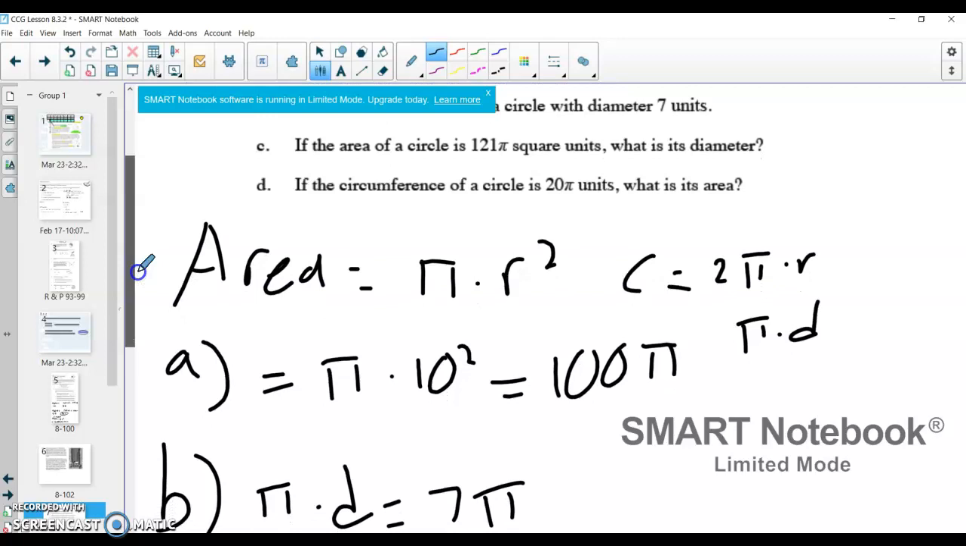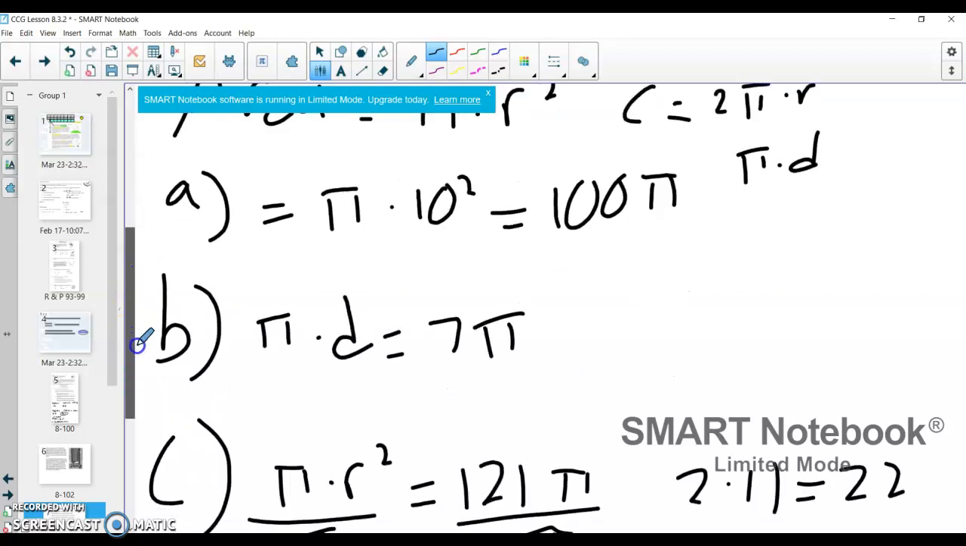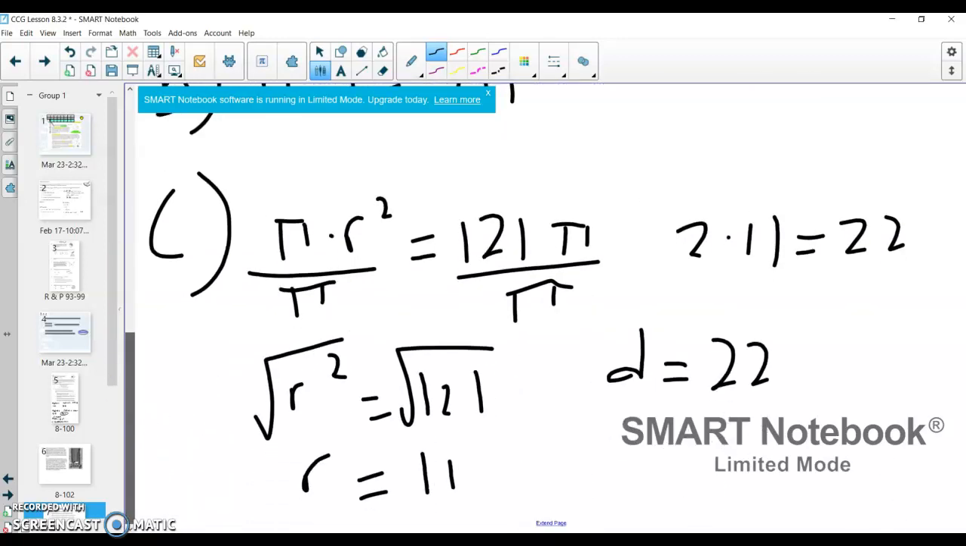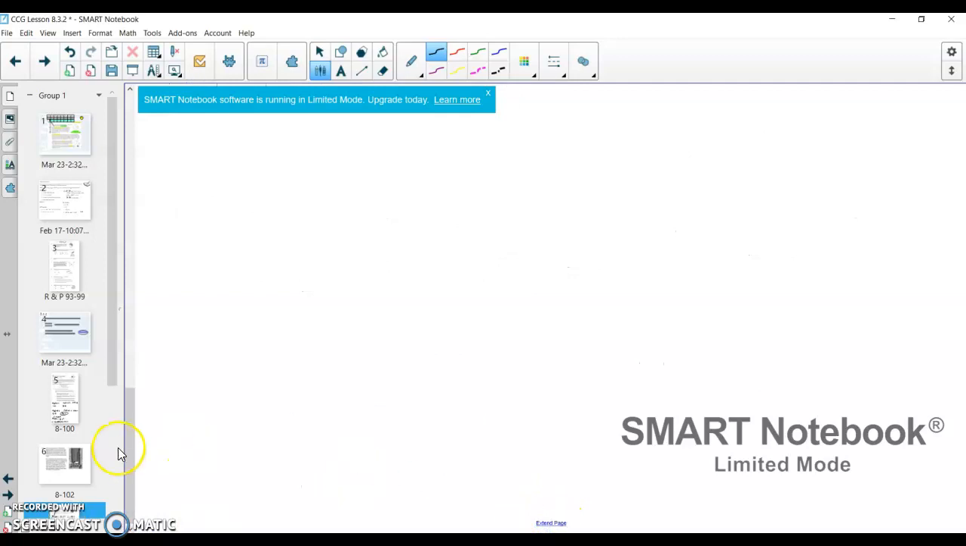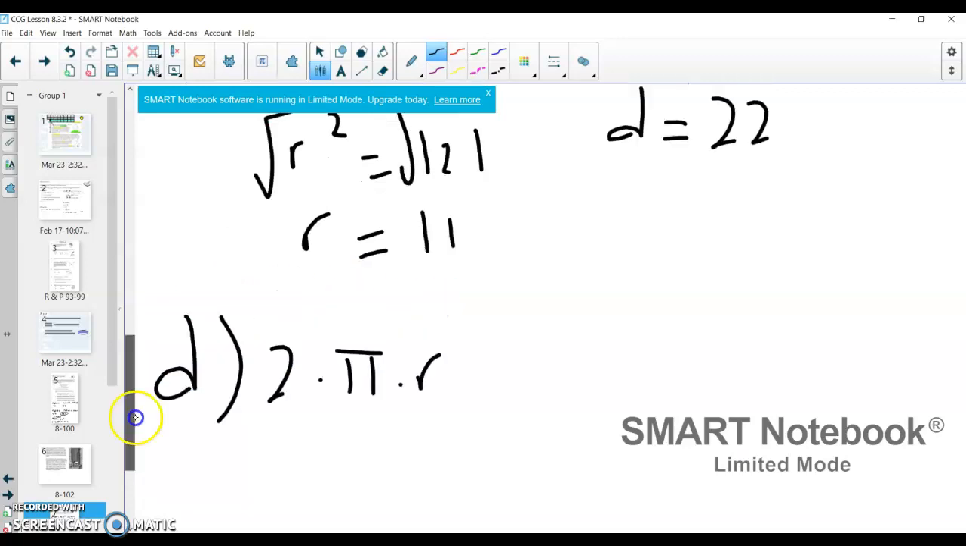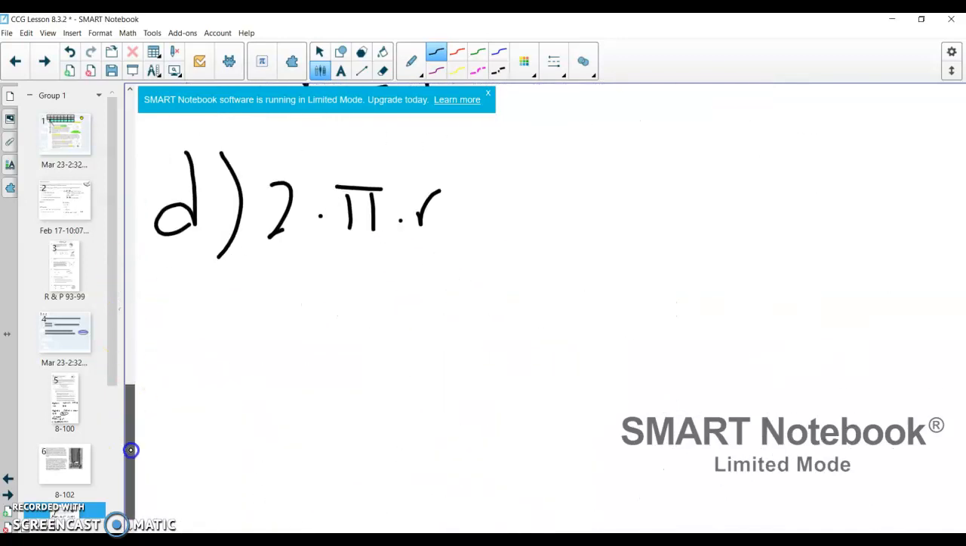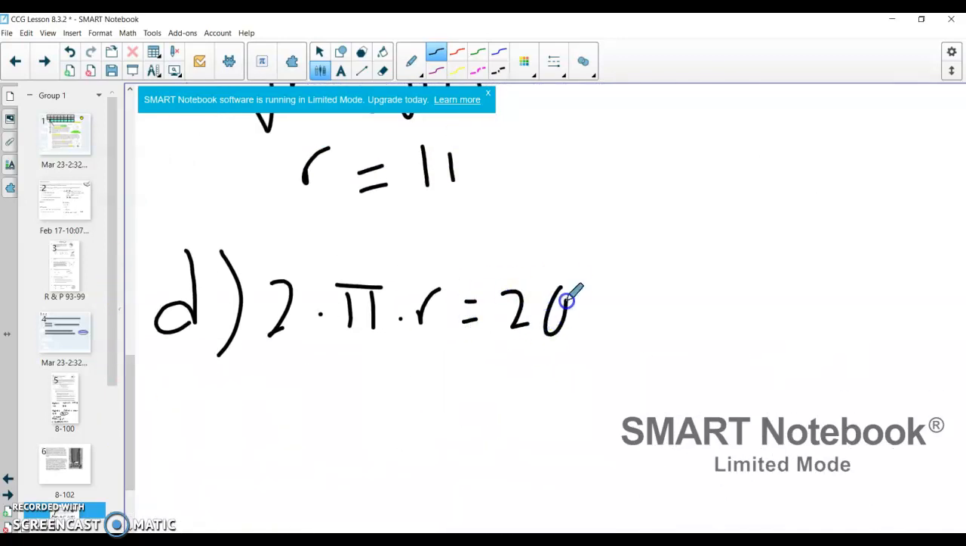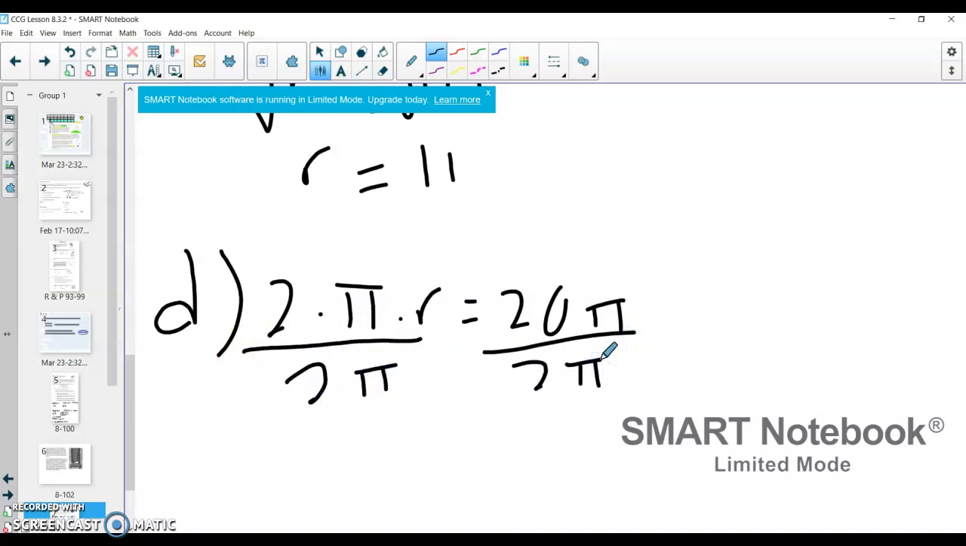So again, we're going to need to find out what the radius is and then go from there. But they're giving us a circumference, so we're going to have to use the circumference equation and set it equal to that. Our circumference equation can be 2 times pi times r, and that's going to have to be equal to 20 pi. Again, algebra to solve for r, and so I can divide this by 2 pi. I can divide this by 2 pi, and I'm just left with the radius is equal to 10.